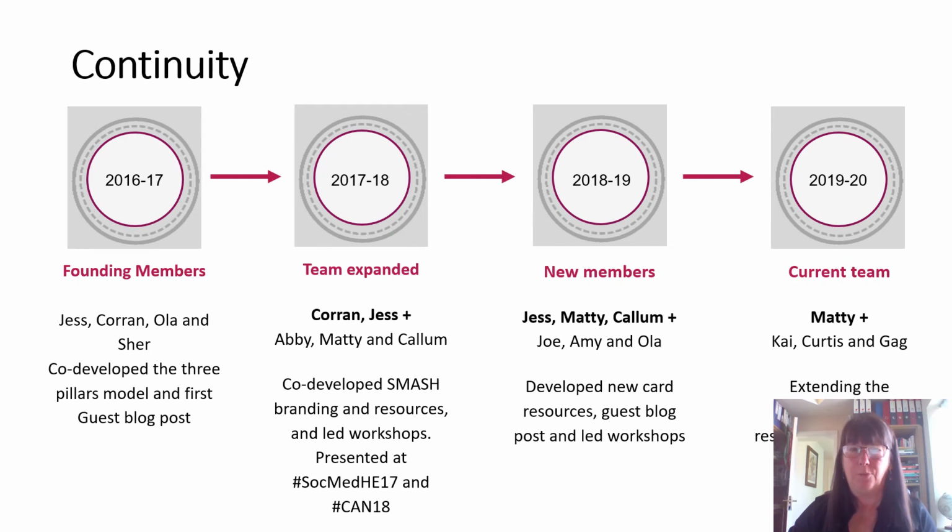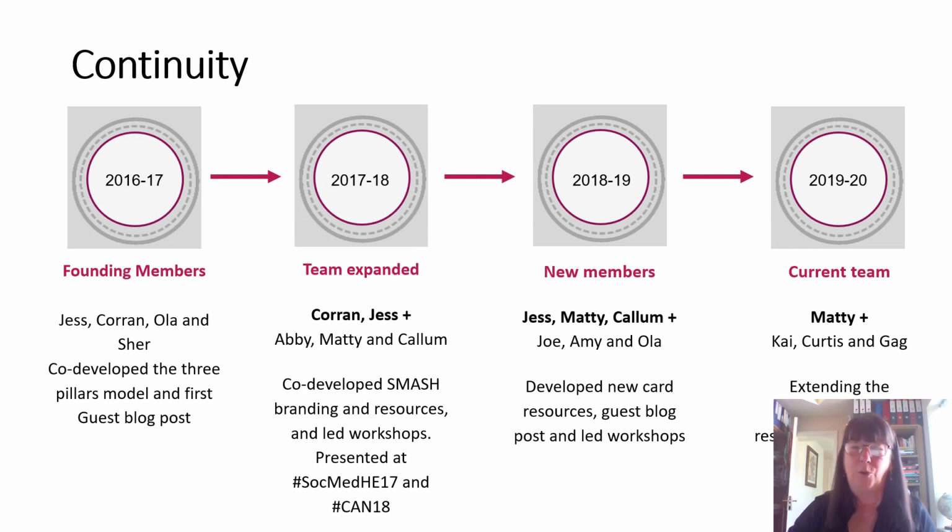This has been going for 4 years. The founding members helped us to look at the first 3 pillars and the focus of the research that we wanted to do. So we decided where that wanted to go, and then the team expanded as students either graduated, went on placement, or new students joined the group.